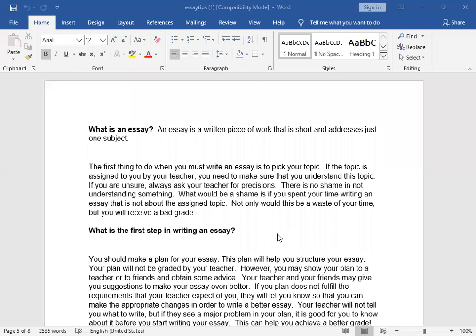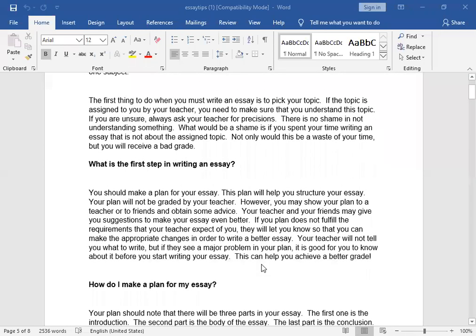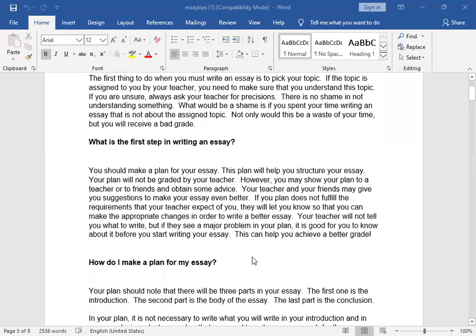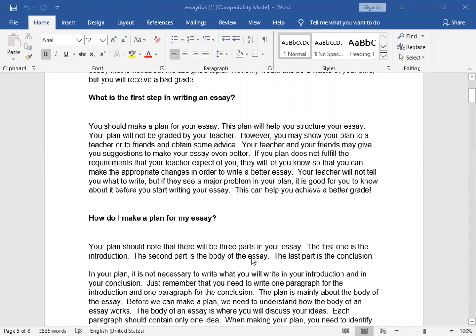What is the first step in writing an essay? It is working out a plan. You should have a plan, or in our English, we also call it a plot. So how do I make a plan for my essay? Your plan should note that there will be three parts in an essay. The first part is the introduction. The second part is the body of the essay. And the third part is the conclusion, which you have just talked about.